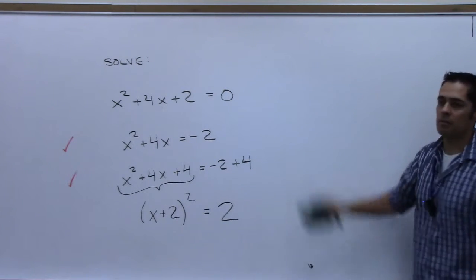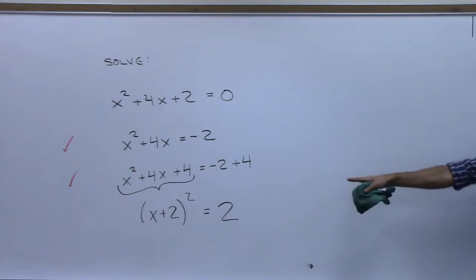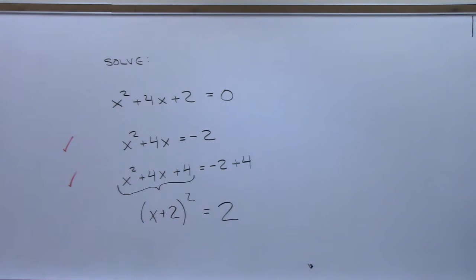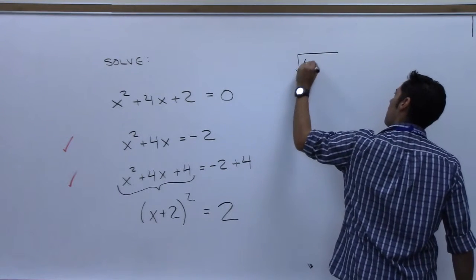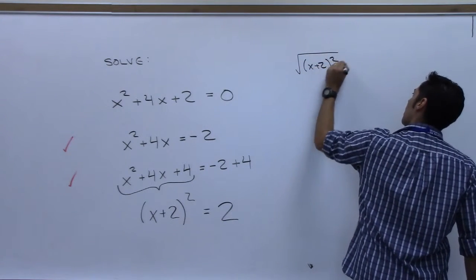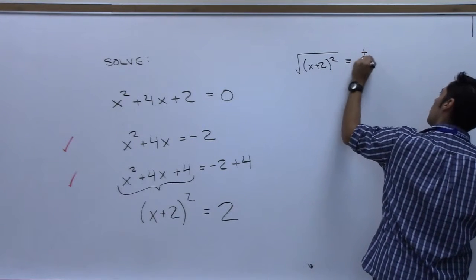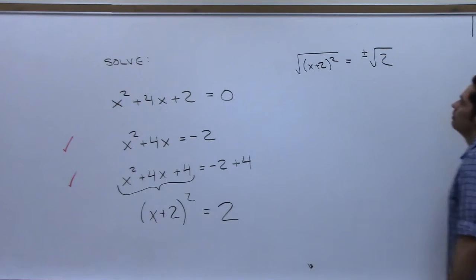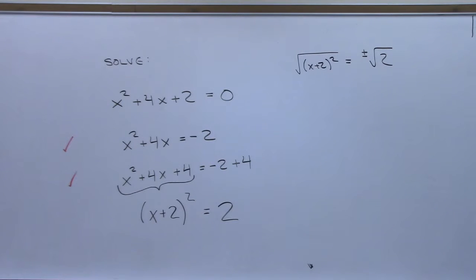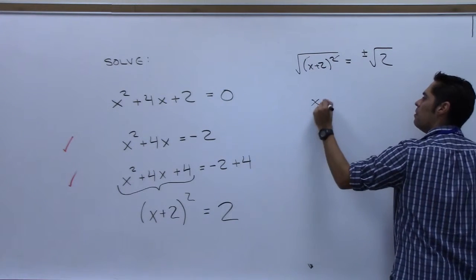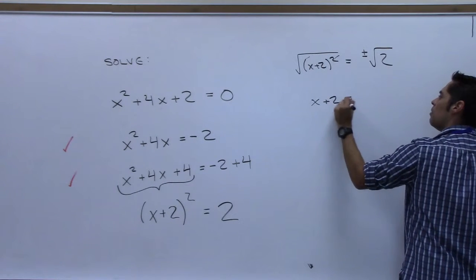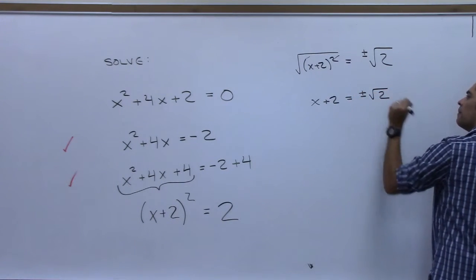Y'all okay with this? And now at this point, what would you do to solve for x? Square root both sides. So you square root the left side. And when you square root the right side, you have to do plus or minus root 2. The left side becomes what? X plus 2 equals plus or minus root 2.